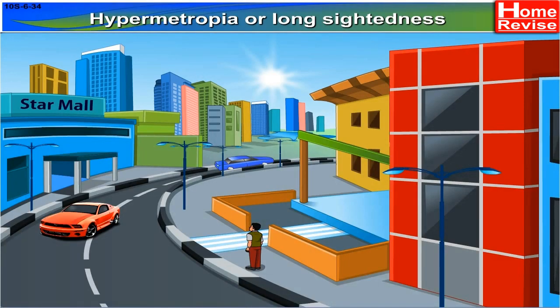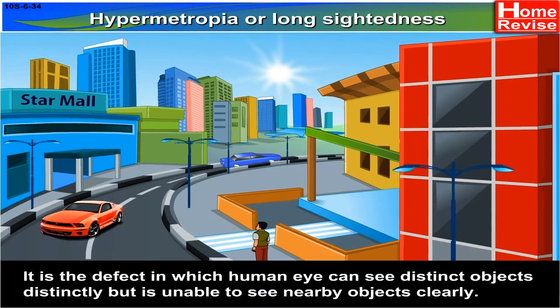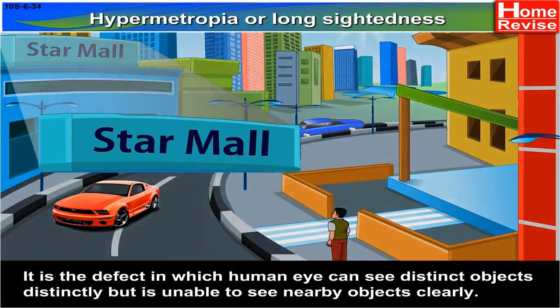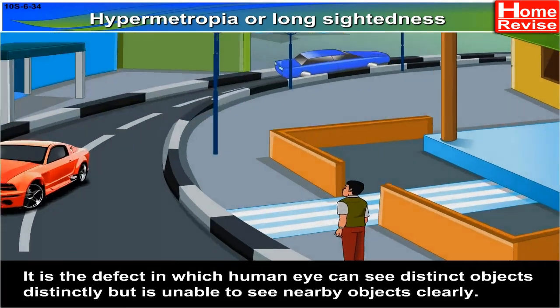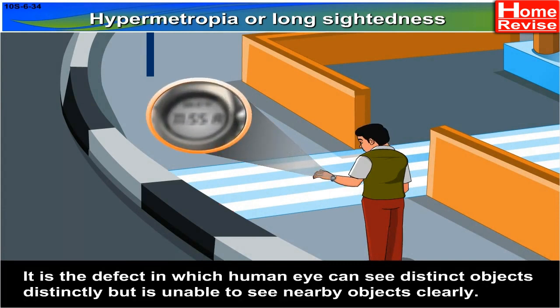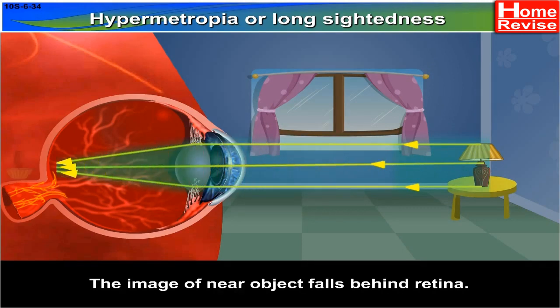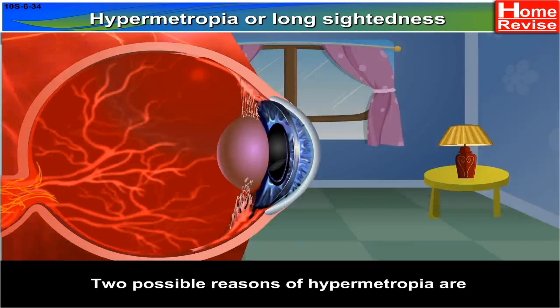Hypermetropia or long-sightedness. It is the defect in which human eye can see distant objects distinctly but is unable to see nearby objects clearly. The image of near object falls behind retina. Two possible reasons of hypermetropia are: A.